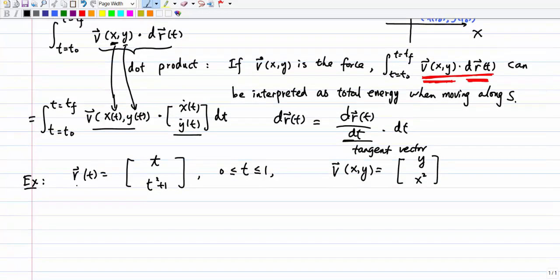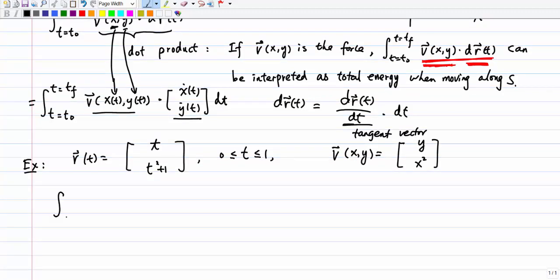Here we assume we have the line S represented by r_t given by (t, t squared plus 1), with t going from 0 to 1. My vector field is defined by (y, x squared). My goal is to compute, from t is 0 to t is 1, starting to ending point, the integral of V(x, y) dot product dr_t.